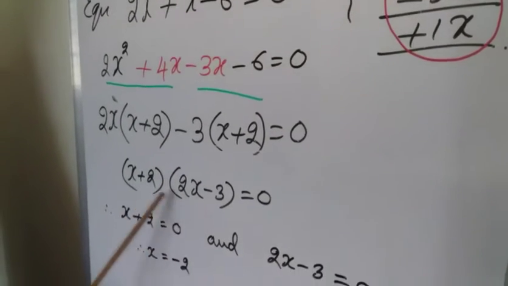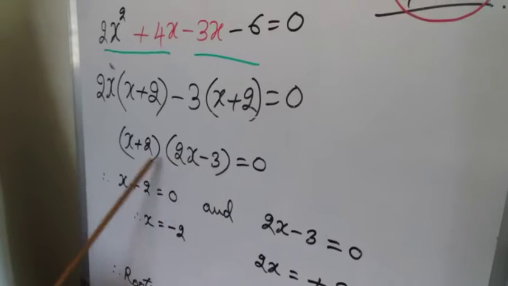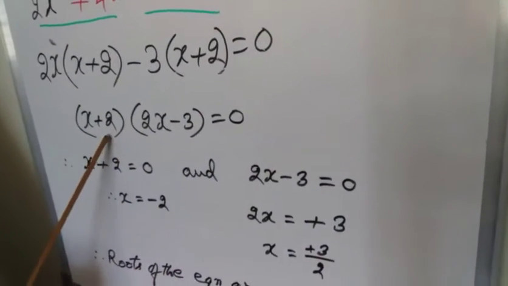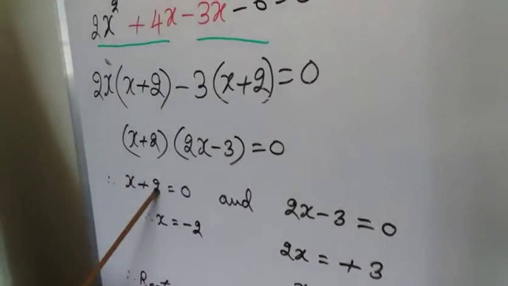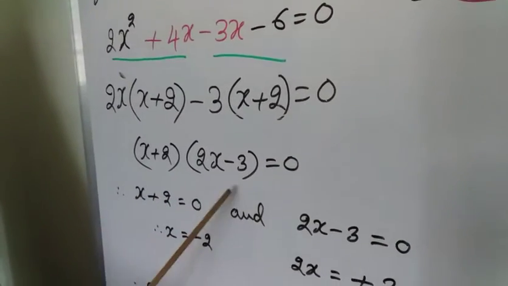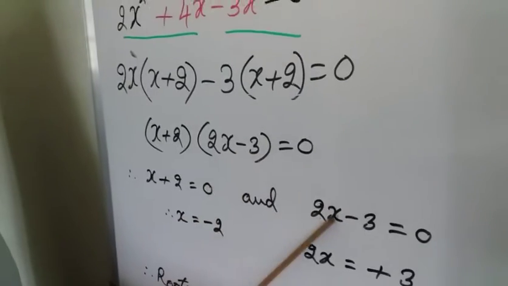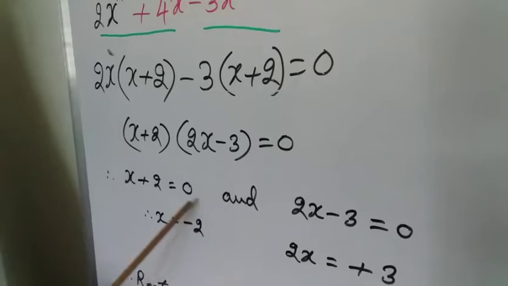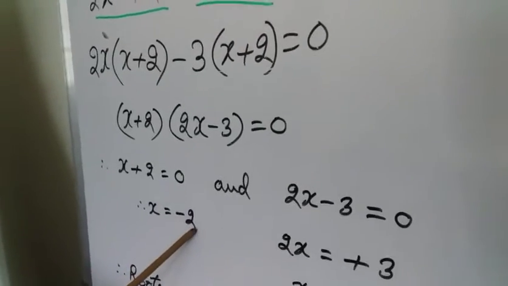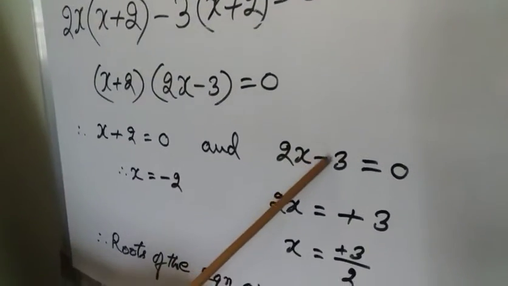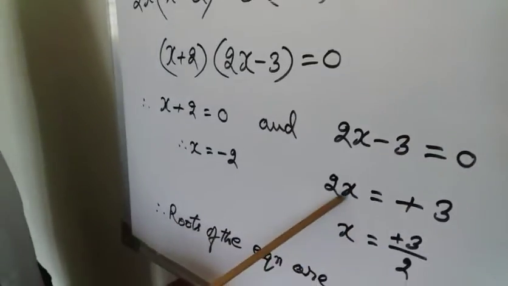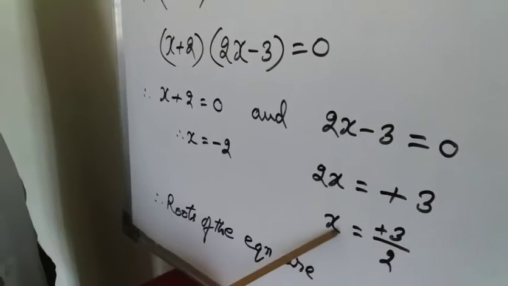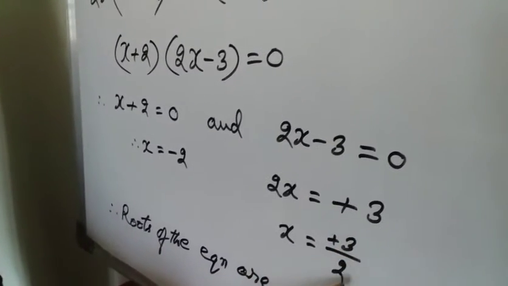Therefore, we call these factors. The product of the factors is 0. Therefore, each factor is equal to 0. x plus 2 equal to 0 and 2x minus 3 also equal to 0. Transfer this 2 to the right hand side, x equal to minus 2. Here, transfer this minus 3 to the right hand side, 2x equal to 3. Now, cross multiply this 2, x equal to plus 3 by 2.